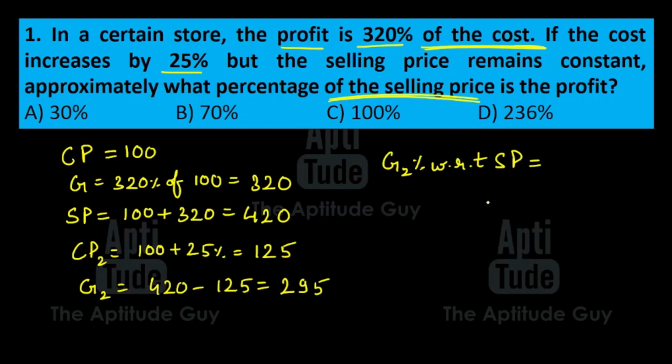Now, normally speaking, for profit percentage or loss percentage, we divide it by cost price. But in this case, since it's with respect to the selling price, we have to divide it by the selling price. Selling price is 420 into 100. Now, many people feed this into their calculator, they get 70 point something, so they end up marking 70% as the answer. But the problem here is this. There's a beautiful word in this question called approximately.